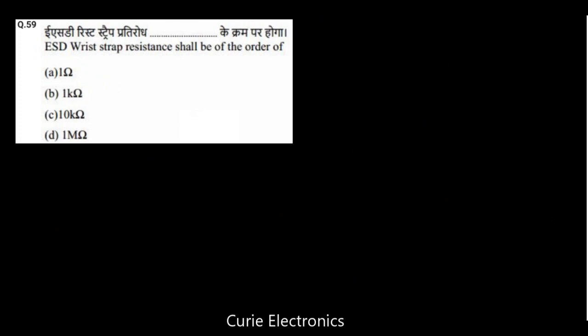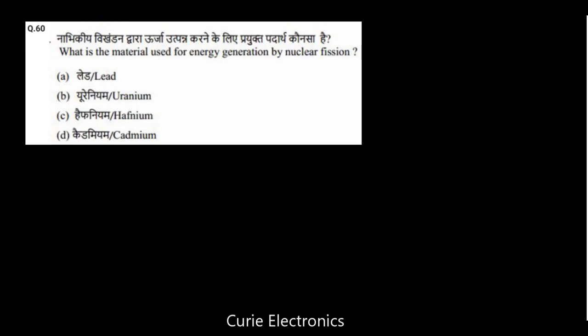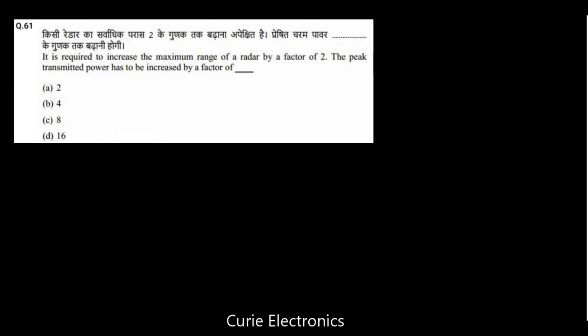Question number 59. EST wrist strap resistance shall be of the order of. In ISRO, all the soldering and testing tables have an EST wristband connection, and finally it is terminated. It is connected with a 1 mega ohm resistor. What is the material used for energy generation by nuclear fission? That is uranium. These radioactive materials are used, like uranium, thorium, polonium. Those are radioactive materials.